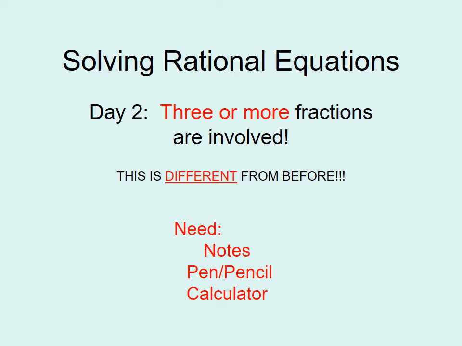Welcome, ladies and gentlemen. Today we're going to work on solving rational equations. But today we're going to work with 3 or more fractions involved in our solving. This is very much different than what we were doing when we solved on day 1. So you're going to need your notes, a pen and a pencil, and a calculator, please.